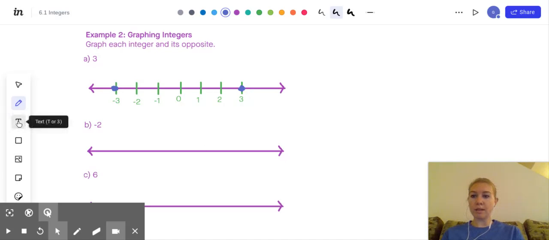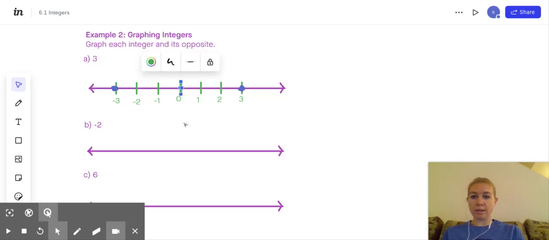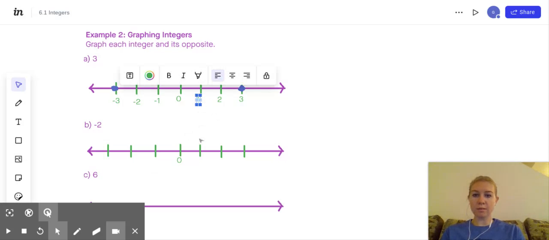Okay, problem B is negative 2. Well, the first thing I'm going to do, though, is add my 0 on the number line. Right about there, about in the middle. Let's see, negative 2. I'm going to count by ones again. I'm going to try and keep my spaces the same distance apart for my tallies. Okay, and then I need to label my tallies.